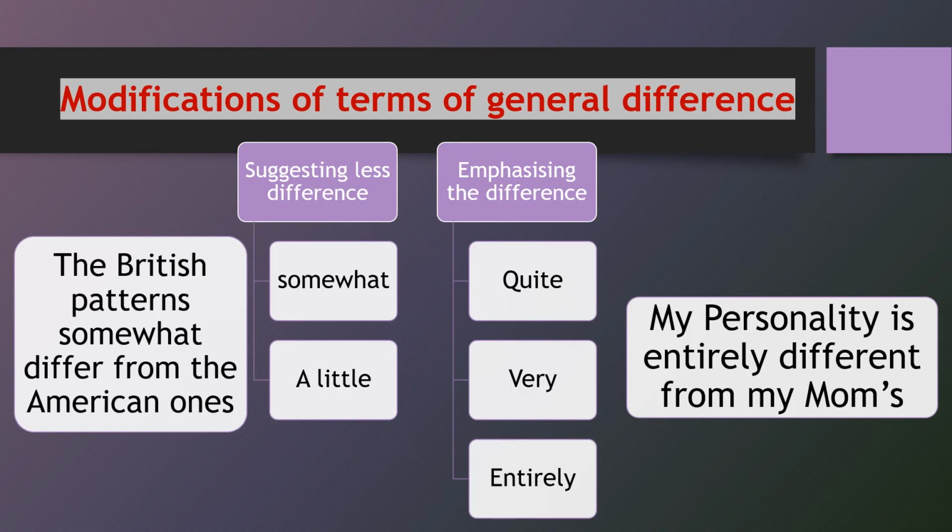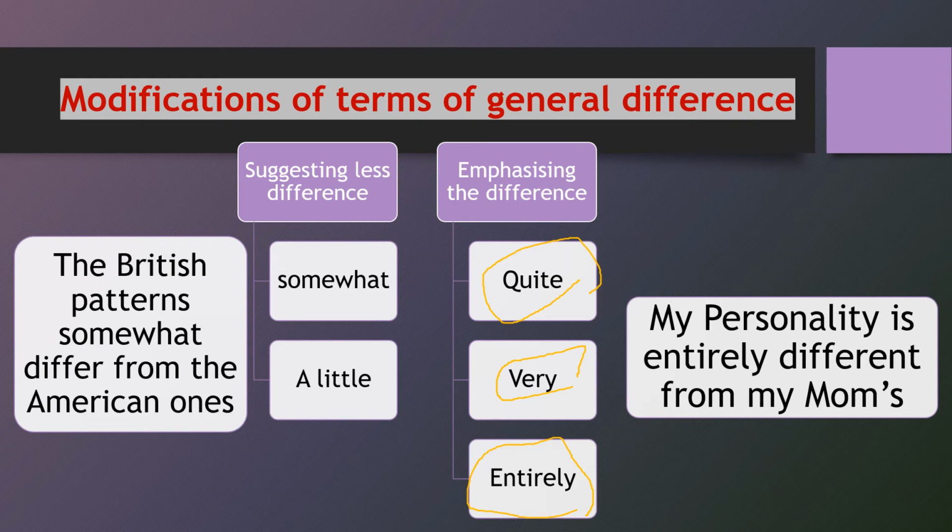Like the similarity, we've got modifications that either emphasize the difference or suggest less difference. If you want to show that the two things that you are comparing are totally different or entirely different, you would use the word quite, you would use the word very, or entirely. You can also use the word totally that I've just mentioned.